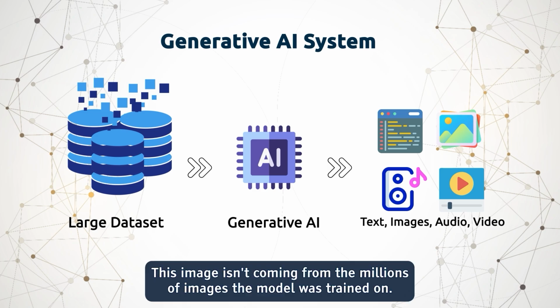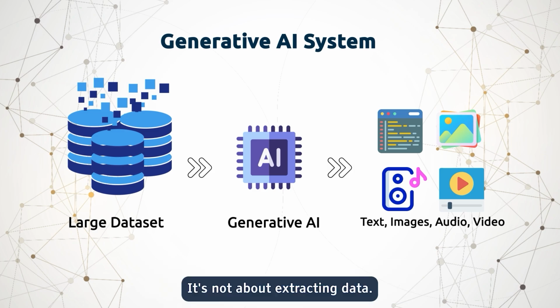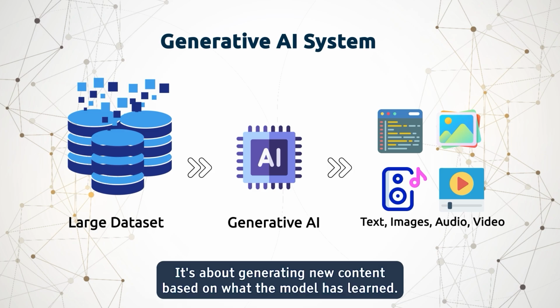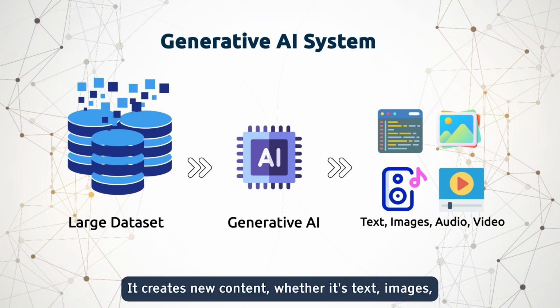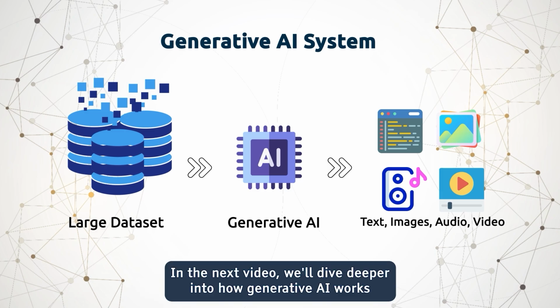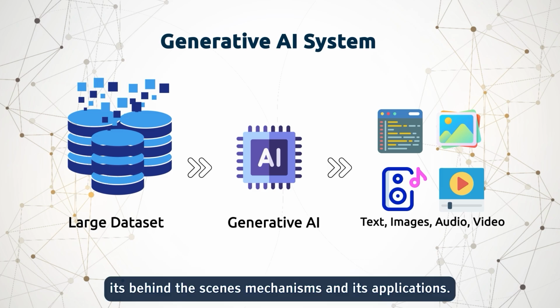This image isn't coming from the millions of images the model was trained on. It's not about extracting data. It's about generating new content based on what the model has learned. That is what generative AI does. It creates new content, whether it's text, images, audio, or video, using artificial intelligence. Hopefully, this concept is now crystal clear. In the next video, we'll dive deeper into how generative AI works, its behind-the-scenes mechanisms, and its applications.